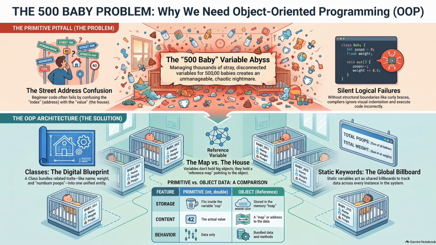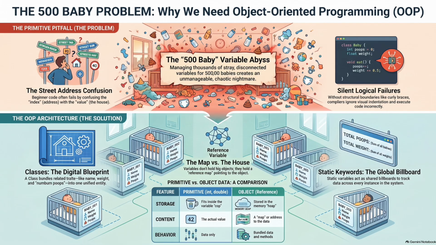You aren't copying the baby. No, you're just photocopying the map. Now, both variables point to the exact same house. Right. So if you trigger the eat method on baby 1 and then you check the weight on baby 2, the weight went up. Because they're looking at the same house. Such a paradigm shift. You aren't throwing heavy objects around. You're just passing out lightweight directions to a shared reality.